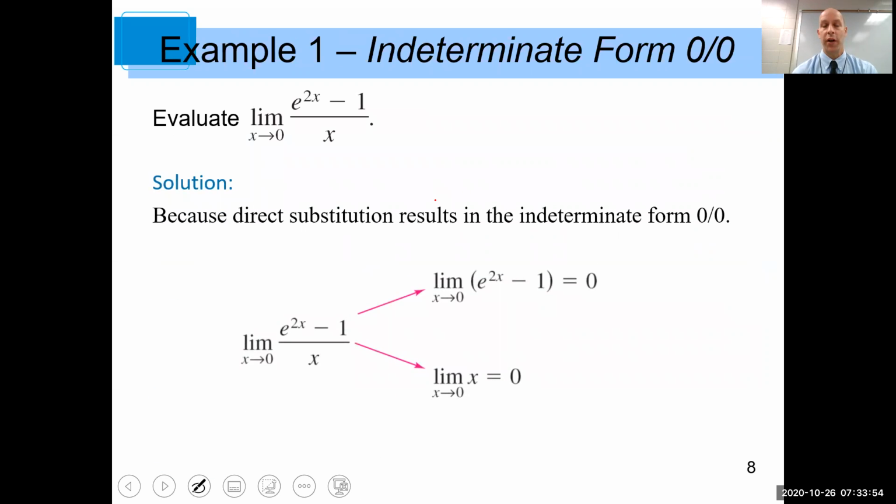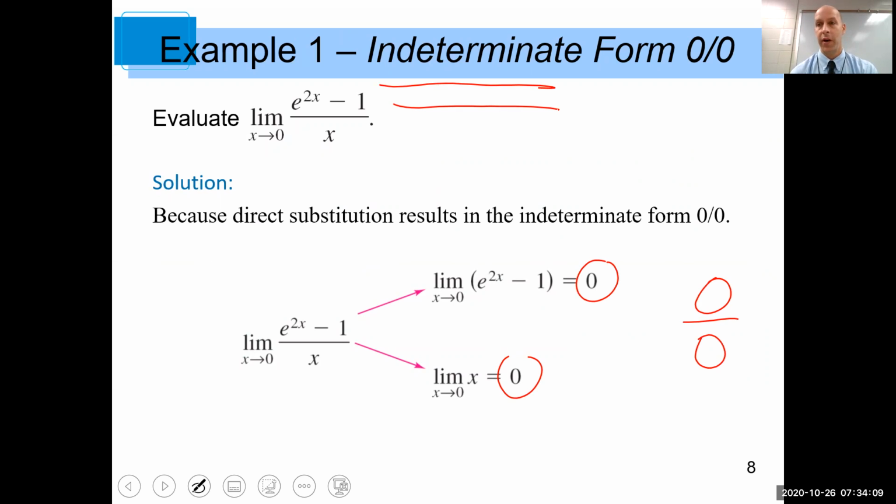So the first thing that we're going to do is, if we do direct substitution, we can see that the numerator's limit is 0, the denominator's limit is 0. Therefore, we have a 0 over 0, and that is an indeterminate form. Notice how I'm showing my work here. Notice that I'm splitting these two guys up.